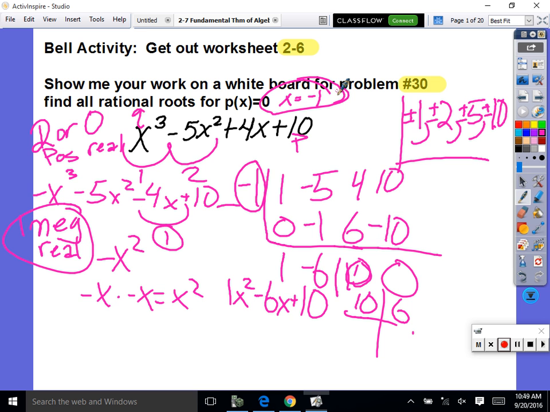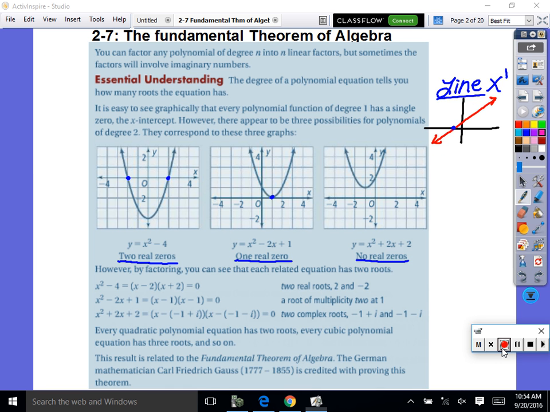Okay, awesome. So, guys, I'm going to push pause real quick. Okay, so today is 2-7. We're going to be talking about the fundamental theorem of algebra. I'm going to read some of this here. You can factor any polynomial of degree n into n linear factors. But sometimes the factors will involve imaginary numbers.